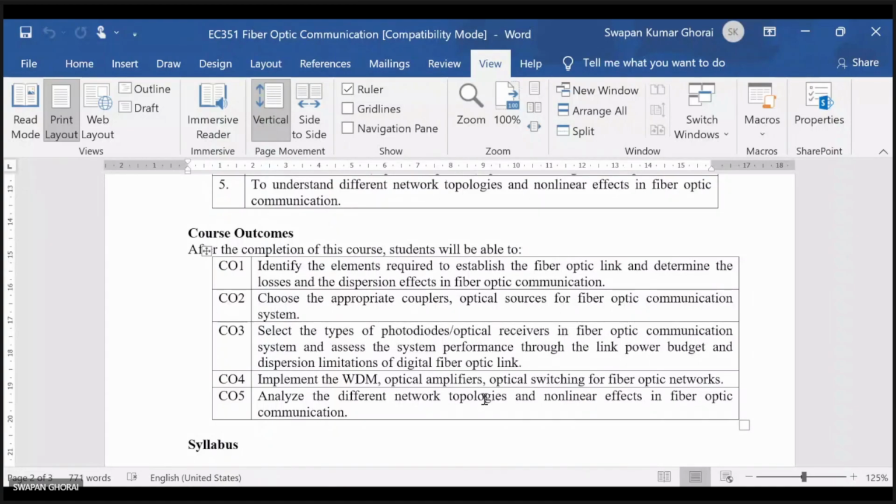And the final outcome will be: you can analyze different network topologies and technology effects in fiber optic communication systems, particularly when you consider extremely high bit rate systems, where these nonlinear effects must be considered.